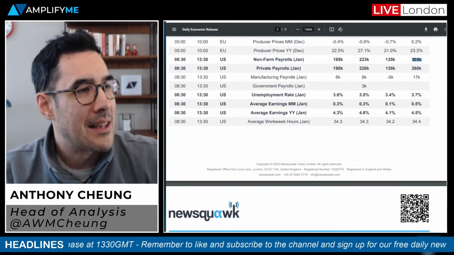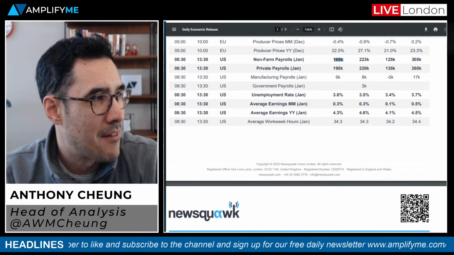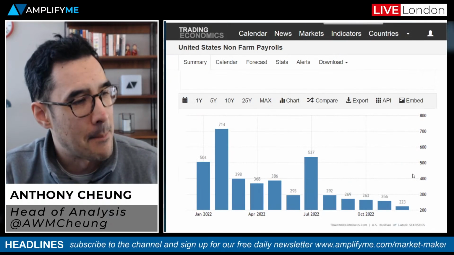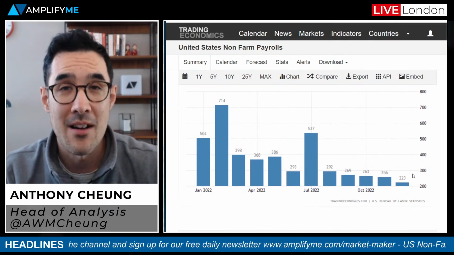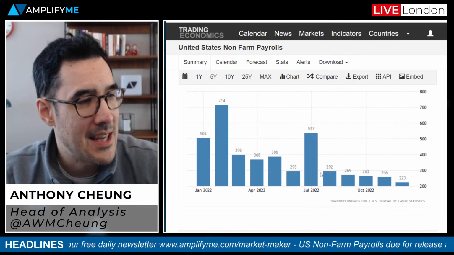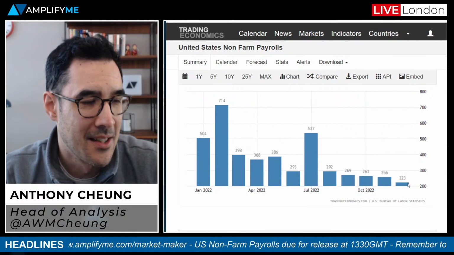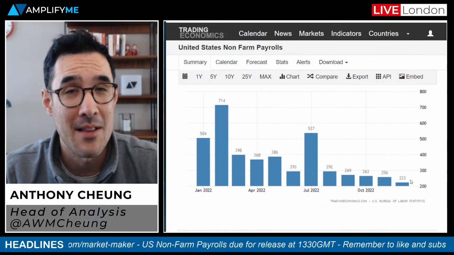Now, it does mean that the headline change in jobs at 185, this is what that number looks like over the course of the last 12 months. So all of the last 12 reports. And you can see here there's been a graduating downward trend, fairly consistent, and 185 would just continue that trend.